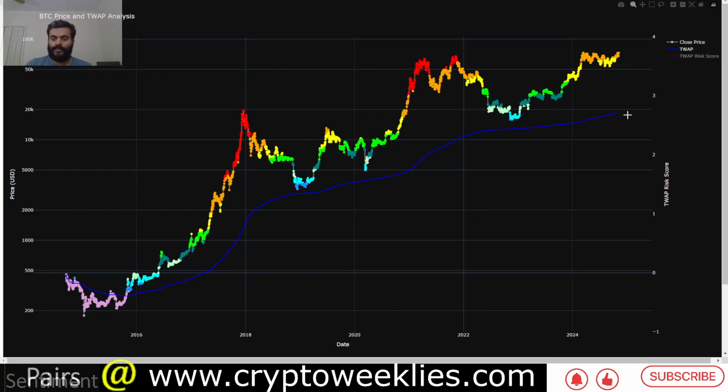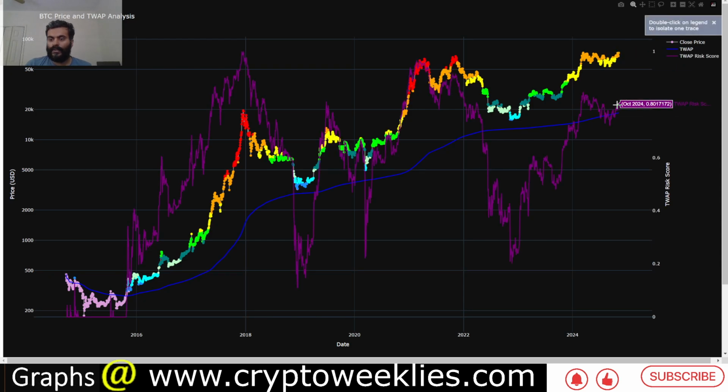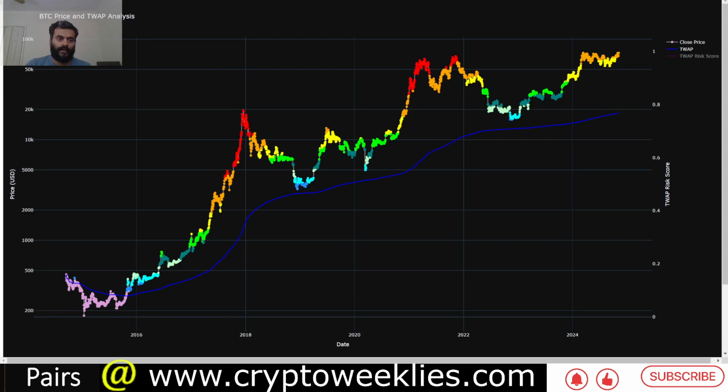The time weighted average price based model for Bitcoin looks at the relationship between the price and this blue line, which is the time weighted average price, and does a decent job of identifying the peaks whenever the price is too far gone from this blue line. You can see that that's when the peaks occur. Per this model, right now the risk of accumulation for Bitcoin is at around 80%. That means not quite as highly overvalued as during some of the major peaks whenever the risk level is above 95%, but definitely not as close as during the bear markets of Bitcoin.